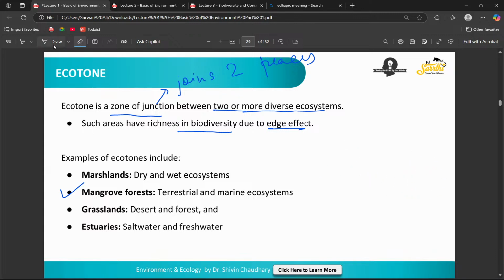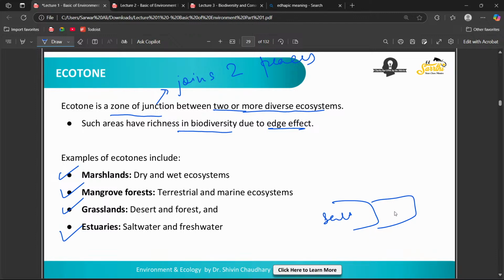Let's say if there is a lake in a forest, and the soil is a little wet, it becomes a marshland. Grasslands have desert and forest. Estuaries have salt water and fresh water in between, which makes brackish water, and we have a lot of brackish water species. Fish that can survive in both normal waters and brackish water, like the Scatophagus argus, which is a native species of India. We also have Nandus nandus, which is a brackish water species.